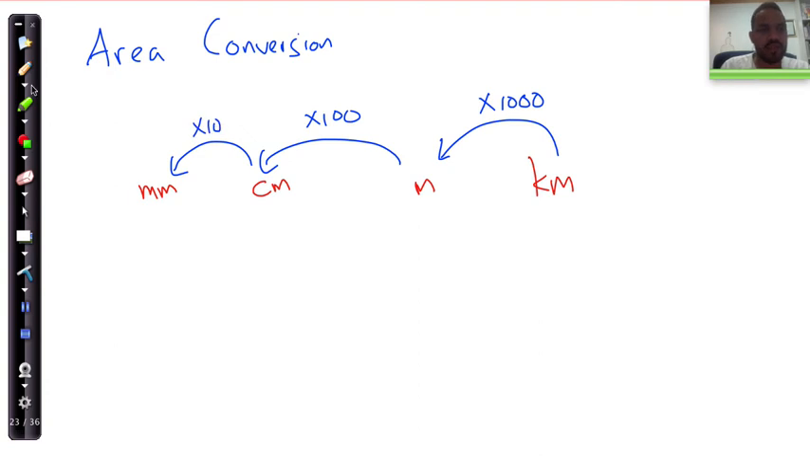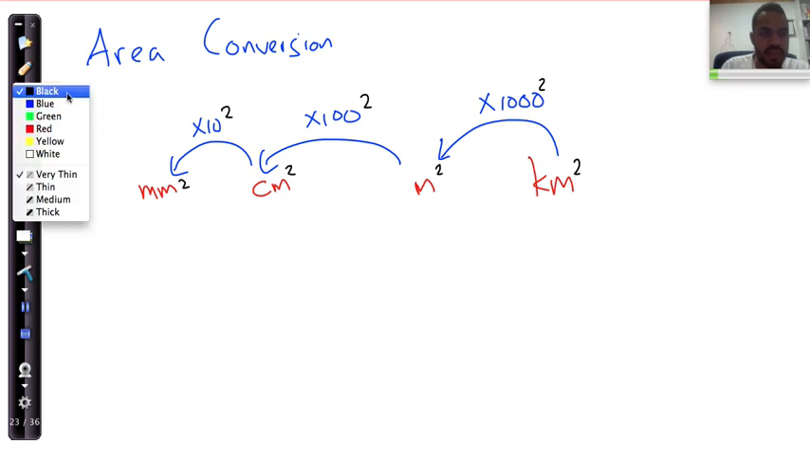Now it's very important to note that we are talking about area conversions over here. So I'm not just speaking about 1,000 meters, but rather I'm talking about square kilometers, square meters, square centimeters, and square millimeters. So this will be 1,000 squared, 100 squared, and 10 squared.